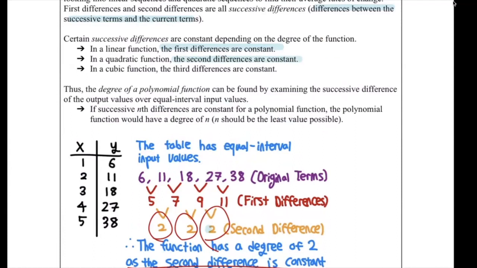For cubic functions, the third differences would be constant. Thus, the degree of a polynomial function can be found by examining the successive differences of the output values over equal interval input values. So if successive nth differences are constant for a polynomial function, the polynomial function would have a degree of n. Calculating the successive differences is an effective way of determining the degree of a polynomial function.